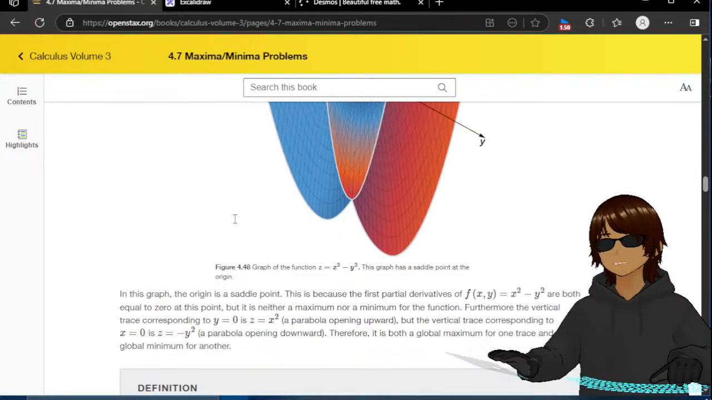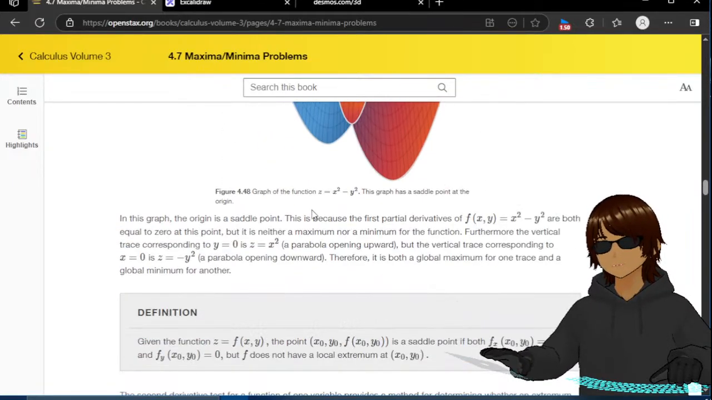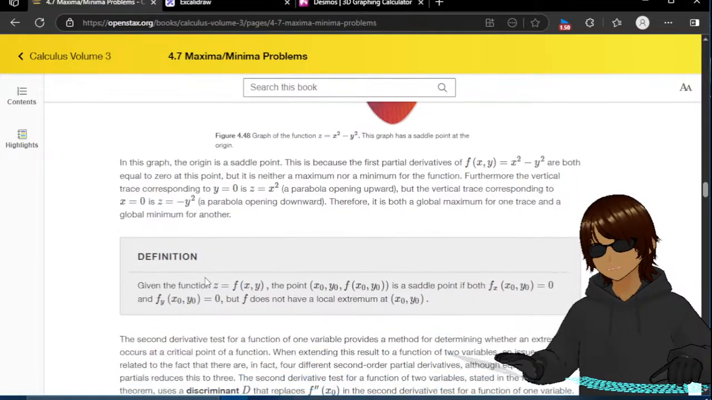In this graph, the origin is a saddle point. This is because the first partial derivatives are both equal to 0 at this point, but it is neither a maximum nor a minimum for the function. Furthermore, the vertical trace corresponding to y equal to 0 is z equal to x squared, a parabola opening upwards. But the vertical trace corresponding to x equal to 0 is z equal to minus y squared, a parabola opening downwards. Therefore, it is both a global maximum for one trace and a global minimum for another.